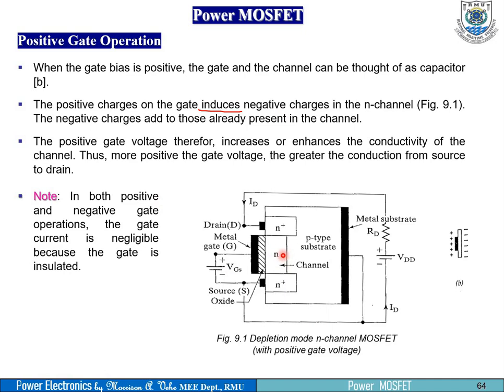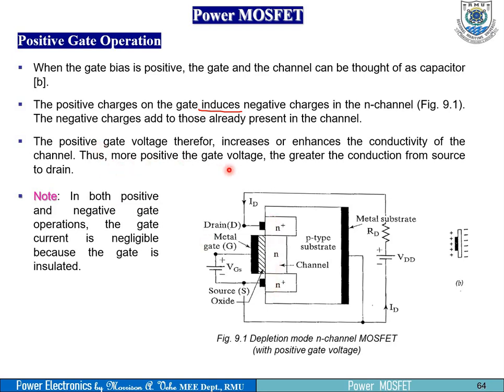By so doing, all positive charges in the substrate close to the channel, near the silicon dioxide, will be repelled and the negative charges will be attracted. So it will add up to what is already diffused here and strengthen it. The positive gate voltage therefore increases or enhances the conductivity of the channel. So for positive gate operation, it will enhance the conductivity of the channel. Why? It's pushing away the positive charges and bringing in negative ones. The channel is already diffused with electrons, so it will promote it.